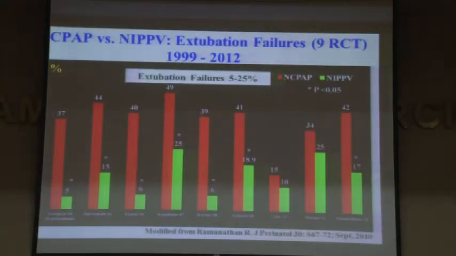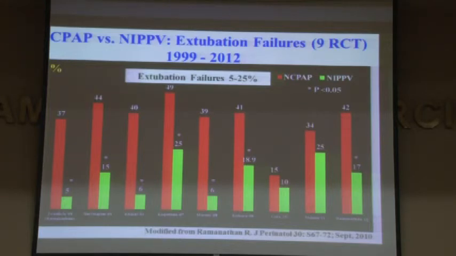So let's look at the data. Yes, they're all nice. Let's see what the data shows, right? There are 9 randomized control studies that have been published comparing nasal CPAP versus NIPPV, either as a primary mode, or if you have been intubated for some time and you decide to extubate the baby, then babies are randomized to CPAP or NIPPV. We first published the first paper in 1999.